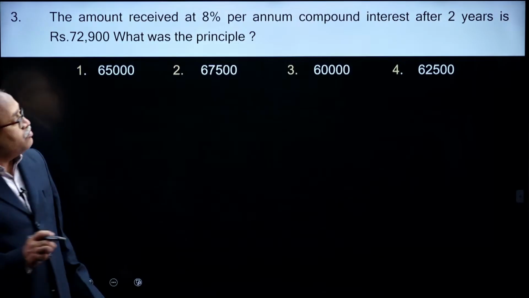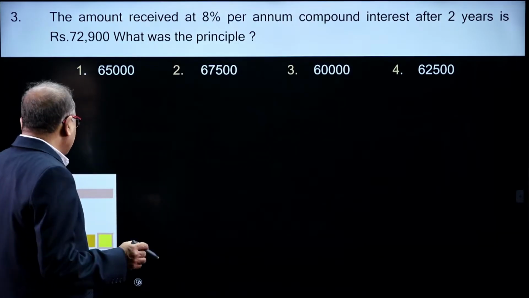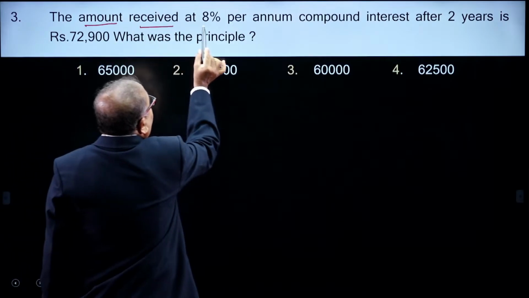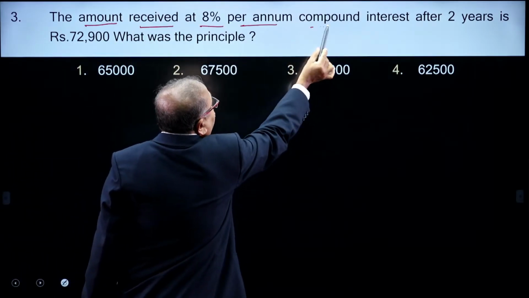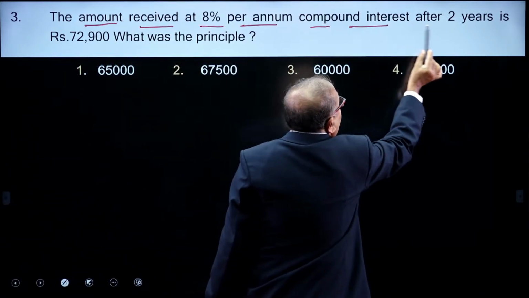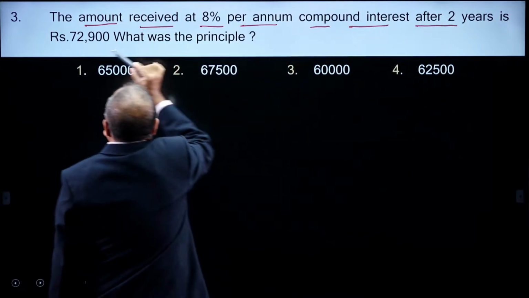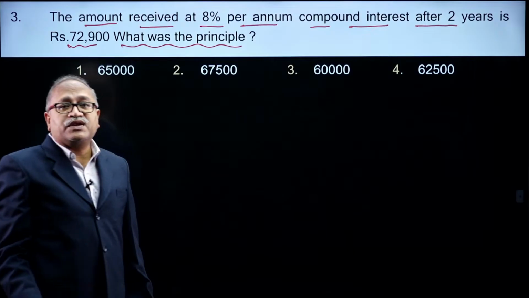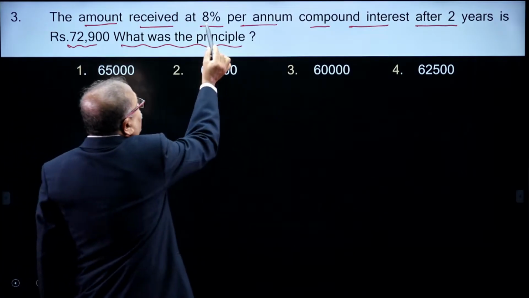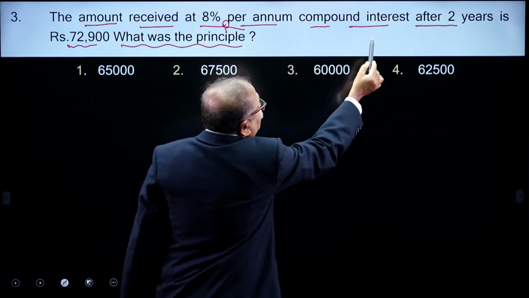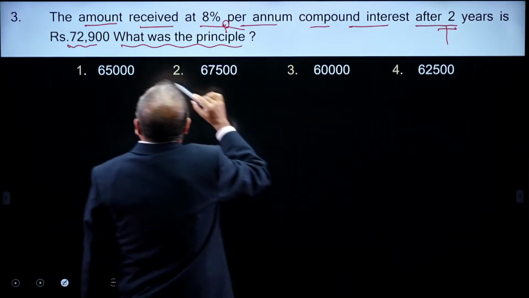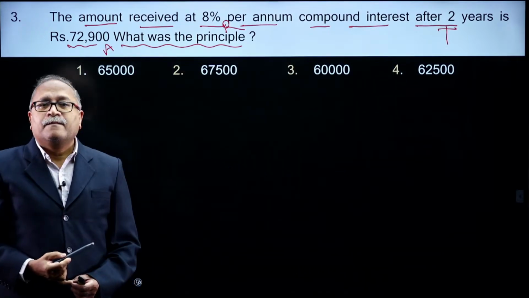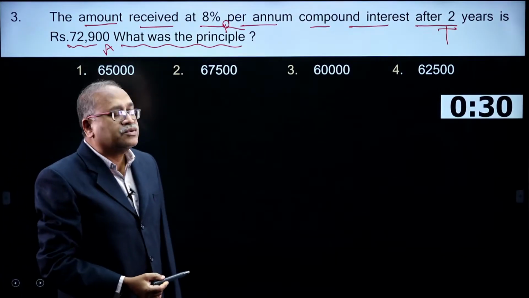Let me move on to this and let me see how much time you will take to answer this question. The amount received at 8% per annum compound interest after 3 years is given to us. So, what is the principal? It is very simple. We know the R, we know the T, and we know the A. What I need to find out is P. Come on, take the 30 seconds and answer the question.